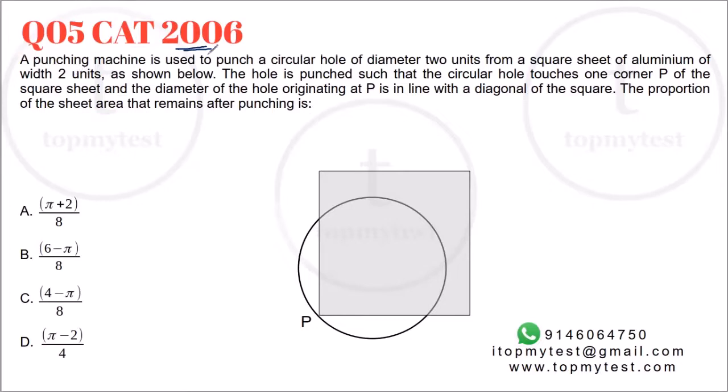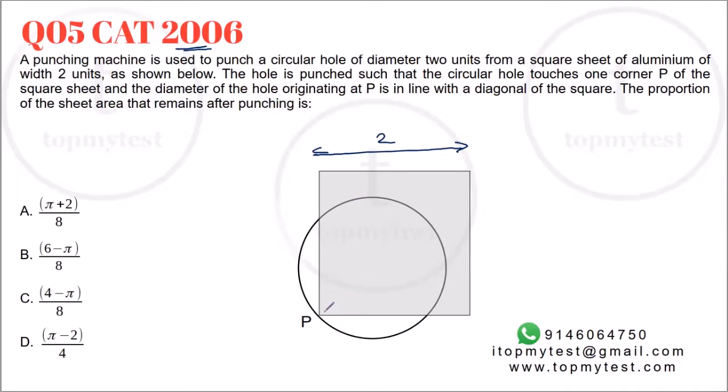A punching machine is used to punch a circular hole of diameter 2 units from a square sheet of aluminium of width 2. Okay, so this is 2. The figure is given to you as shown below. The hole is punched such that the circular hole touches one corner P of the square sheet, and the diameter of the hole originating at P is in line with the diagonal of the square. The proportion of the sheet that remains after punching is how much? What percentage of the sheet remains after punching?